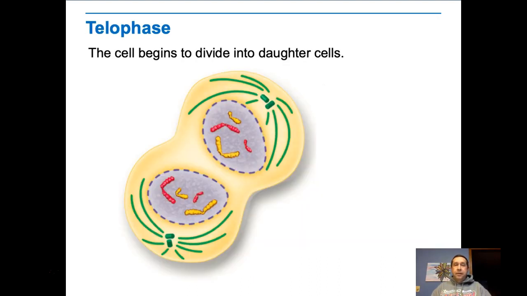In telophase, the nucleus begins to reform. The chromosomes begin to go back to that chromatin state. The spindle starts to break down, and it usually leads into the splitting of the cell.